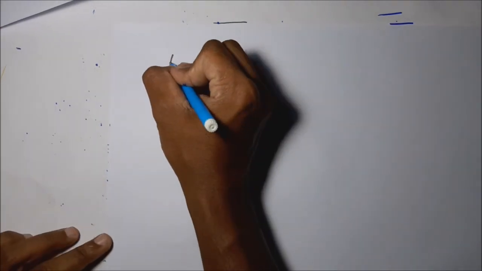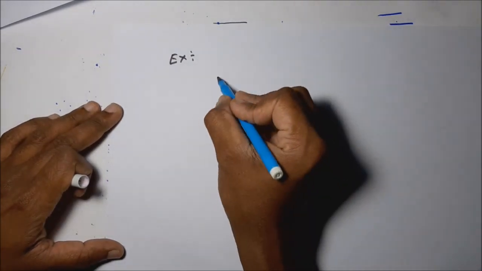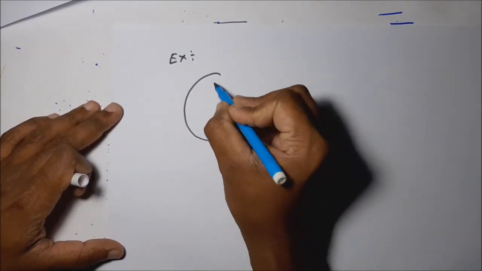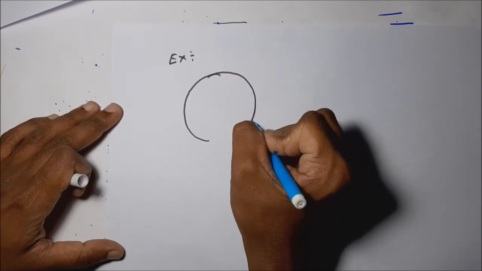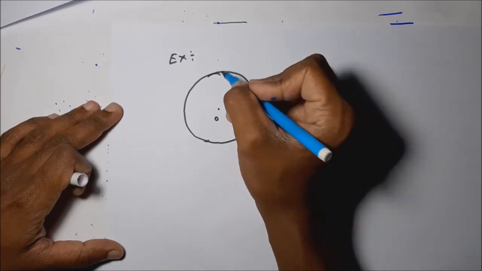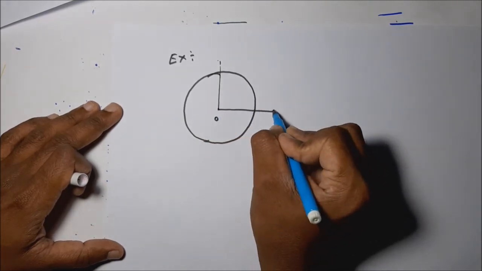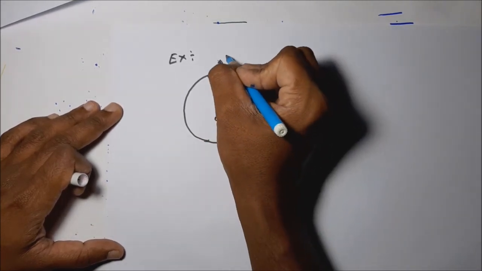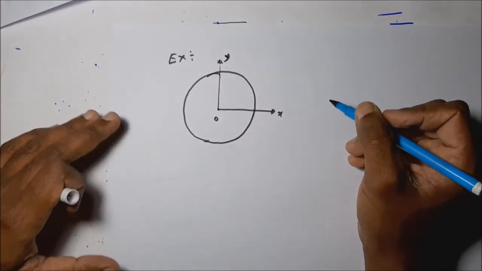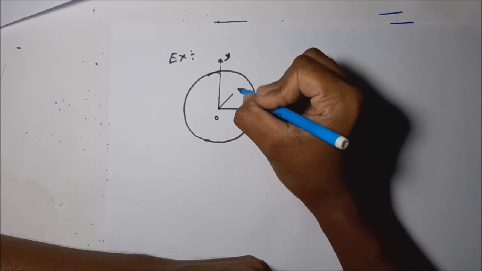Let's see how to calculate the polar second moment of area for a circular cross section. Let's take this kind of circular cross section. See the point O, with axes X and Y. I'm going to use the polar coordinate system.